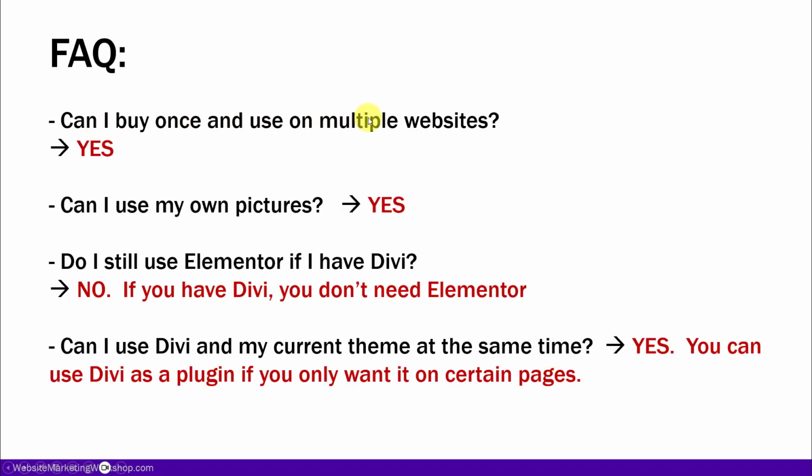Can I buy once and use it on multiple websites? This is key. Yes. Divi lets you use it on as many websites as you want for yourself. So if you're building multiple websites, you can use it on different websites. Can I use my own pictures? Yes.